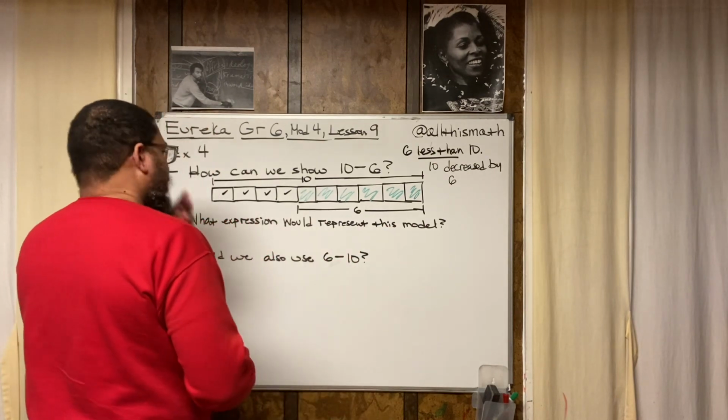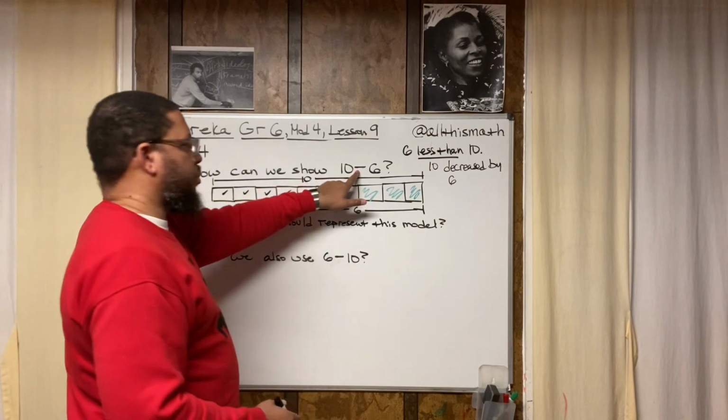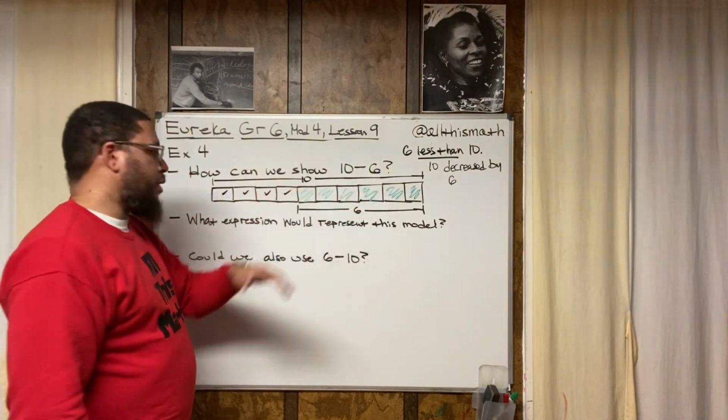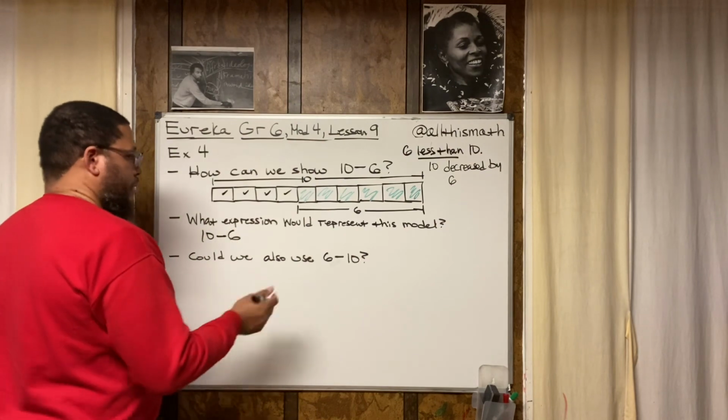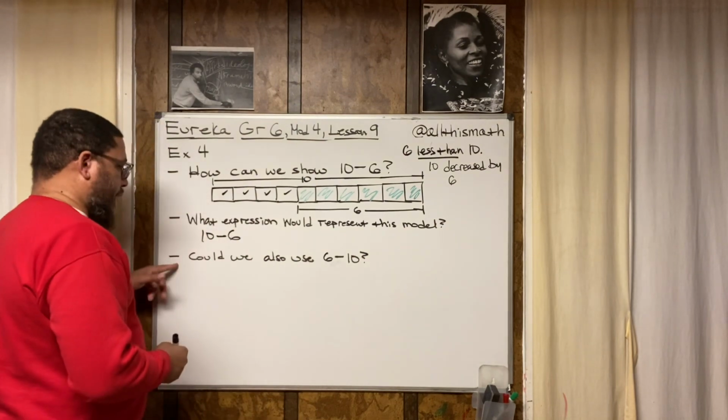All right, so what expression will represent this model? You know what? This is wrong. This was supposed to say minus. I was supposed to write the word minus, and the answer to this was supposed to be 10 minus 6.